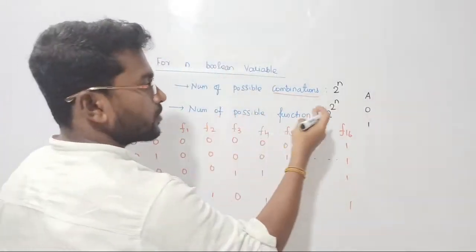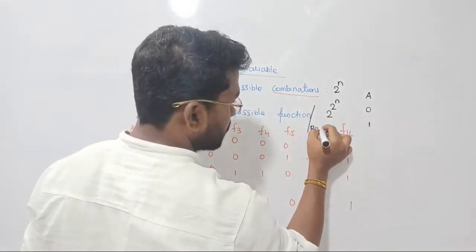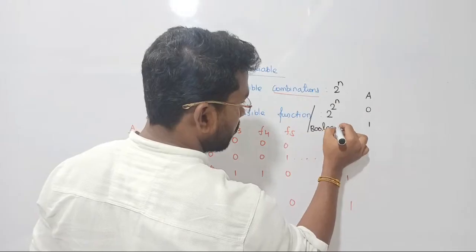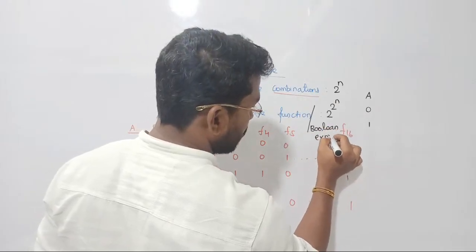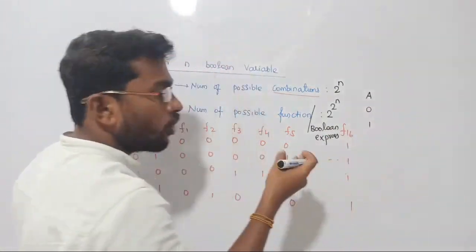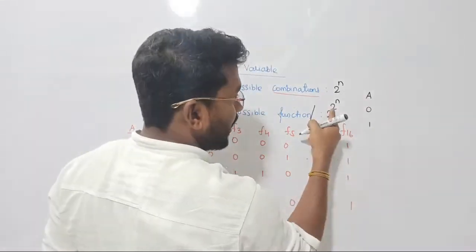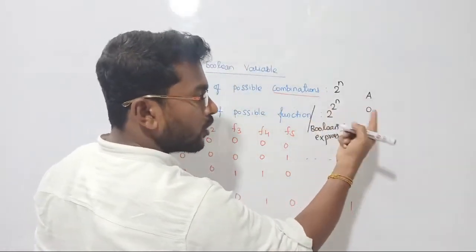What about the number of possible functions? Functions are Boolean expressions, right? Some people call it a Boolean expression. The possible Boolean expressions, we can express in four possible ways. How many ways did we see? Four possible ways. So can I write like this? Put n as 1 here, 2 power 2 will become 4 only.